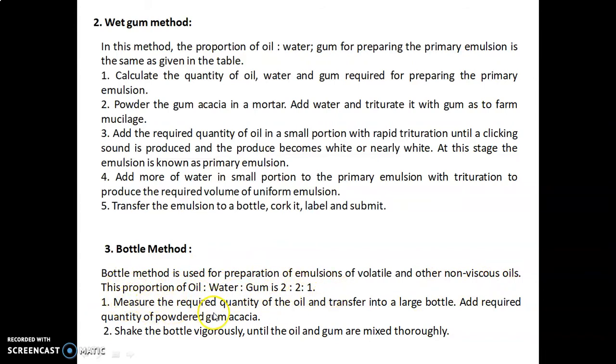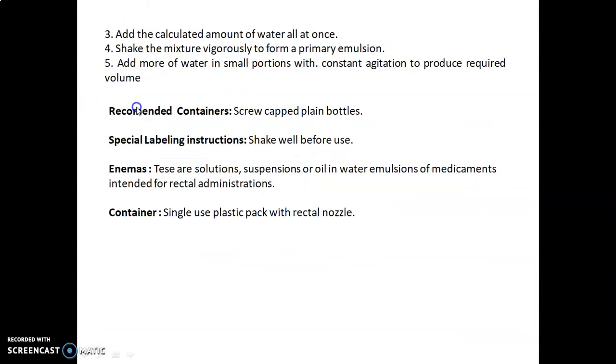First one, measure the required quantity of the oil and transfer it into a large bottle. Add the required quantity of powdered gum acacia. Then second one, shake the bottle vigorously until the oil and gum are mixed thoroughly.